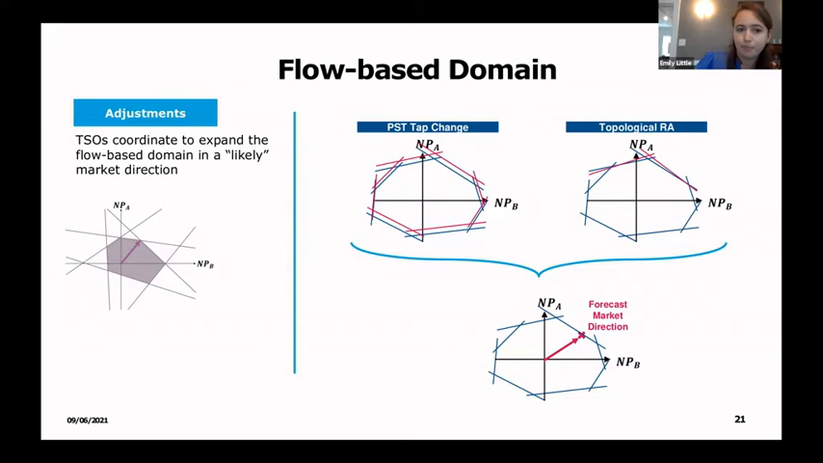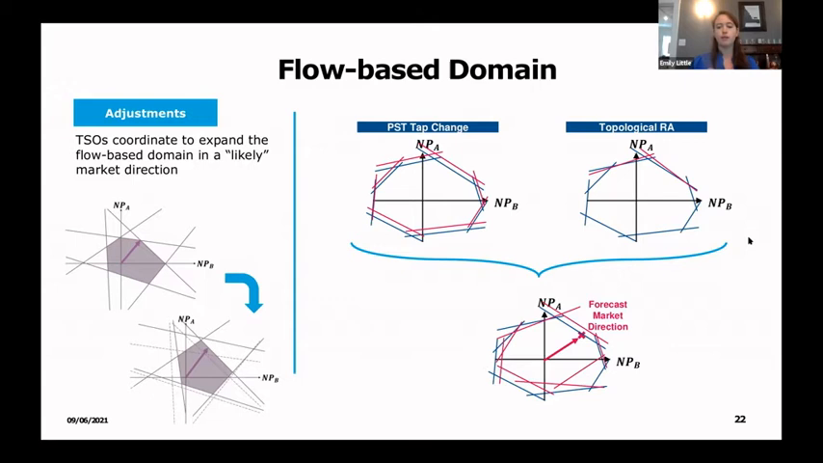So during this phase, the goal of the TSOs is to expand the flow-based domain in this forecast market direction. Here it's represented by this pink point and the arrow. And so throughout the night, the TSOs coordinate to expand it in this specific direction. So here we can see in the initial domain we had in purple, we expand it and we have more room in this sector of the domain where both countries are exporting, for instance. And what we can see is that this is also going to limit the size of the domain in the majority of the other directions, because we're displacing the domain in one direction.